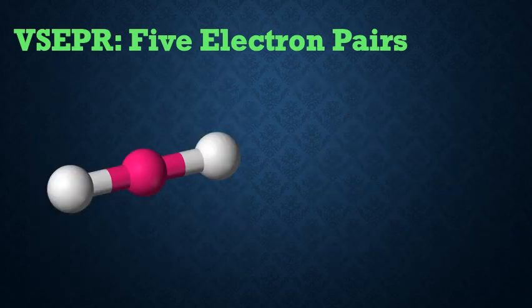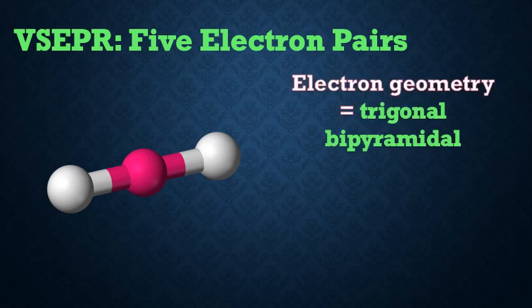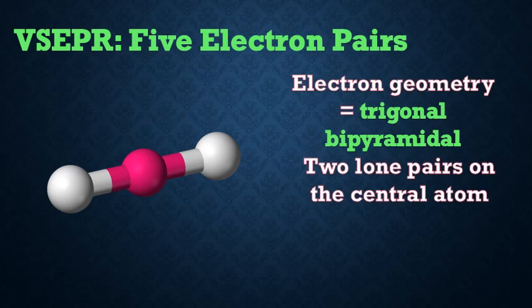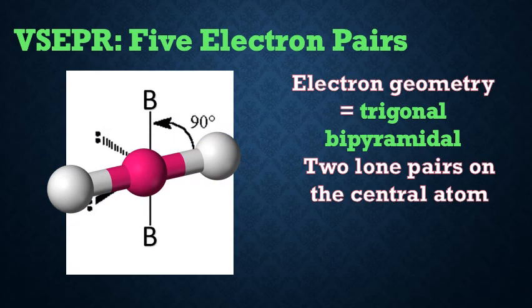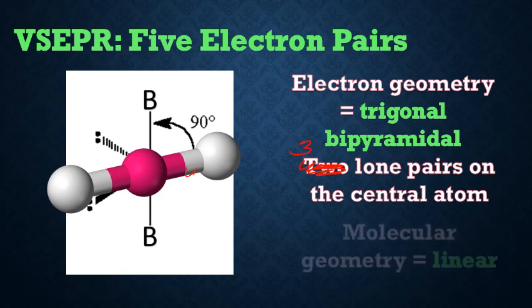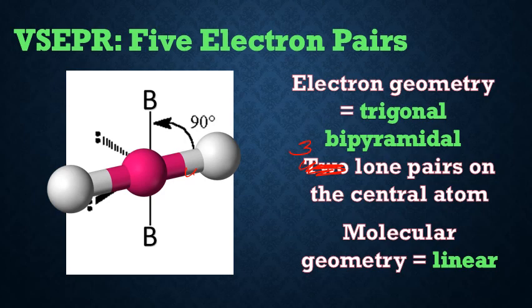The last shape for these 5 electron pairs would be if the electron geometry starts out as trigonal bipyramidal and here we have, ooh, that's a typo, not 2. We have 3 lone pairs on the central atom. The molecular geometry, rather, would be linear.